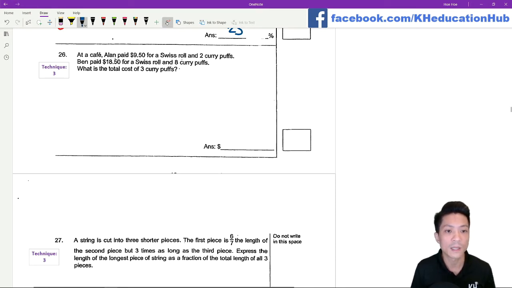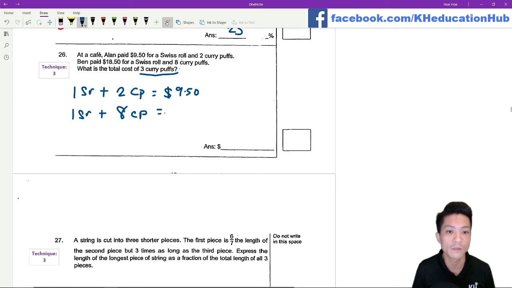Question 26. At the cafe, Alan paid $9.50 for a Swiss roll and 2 curry puffs. Ben paid $18.50 for a Swiss roll and 8 curry puffs. What is the total cost of 3 curry puffs? Okay, 1 Swiss roll plus 2 curry puffs is $9.50. 1 Swiss roll plus 8 curry puffs is $18.50, right?